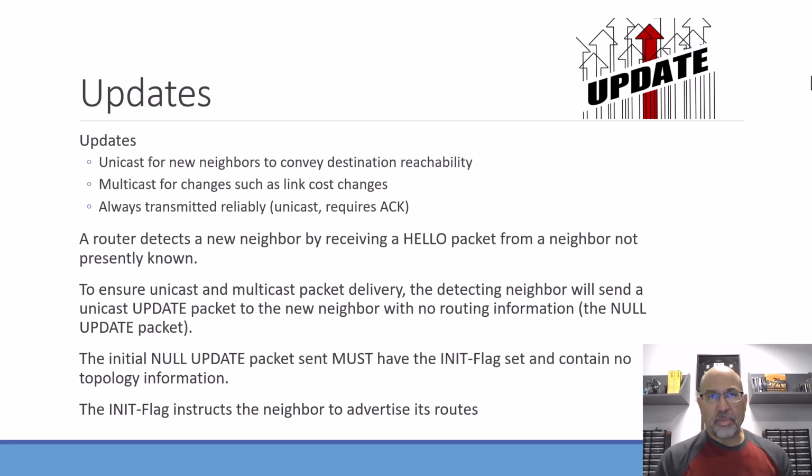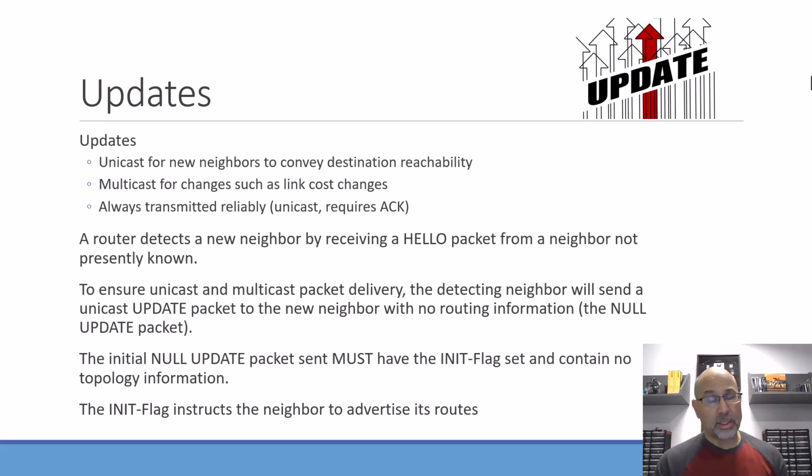Then there's two messages that we're actually going to chat about: one is an update and one is an acknowledgement. The first one here is an update. The minute two routers discover that they're neighbors, meaning that they found each other via hello and they agree on the K values, then they're going to send each other updates. The whole point of updates is to convey destination reachability, so really we're talking about reachability to networks. Now, if there are minor changes to things, then we might use multicast.